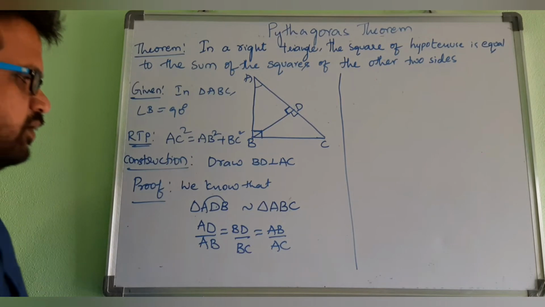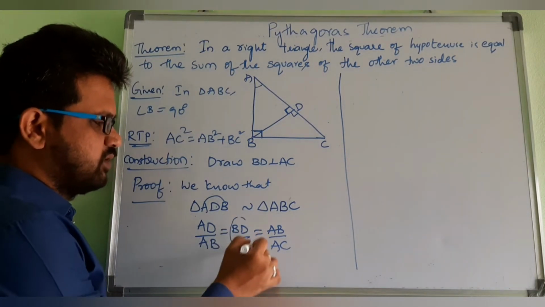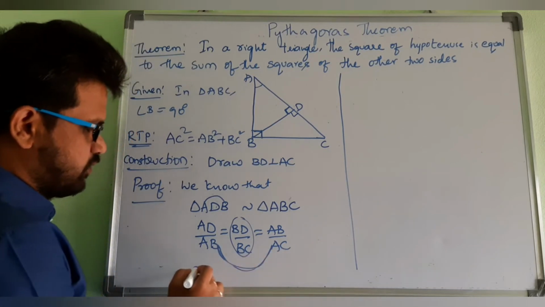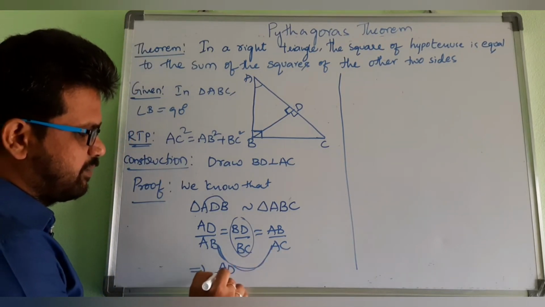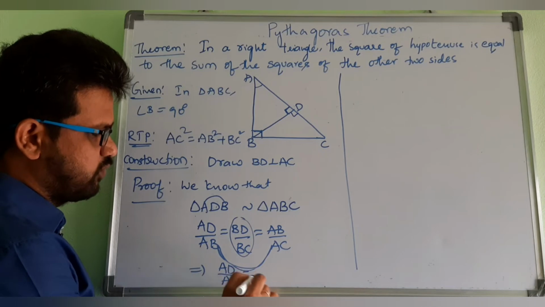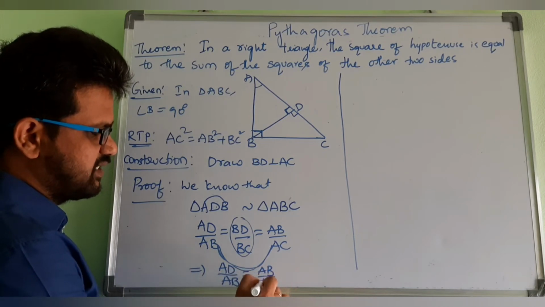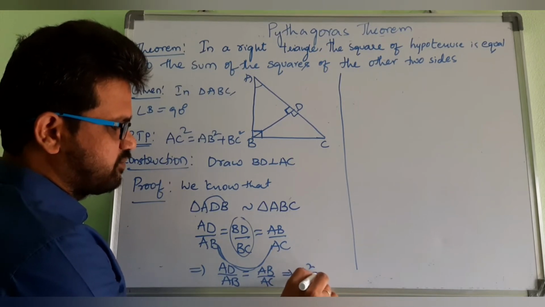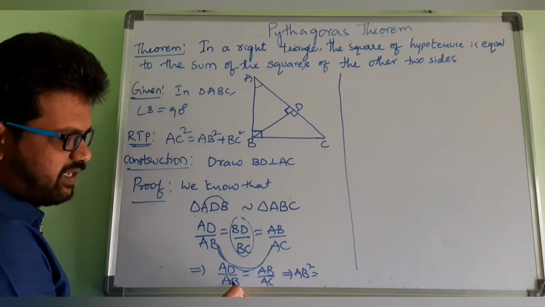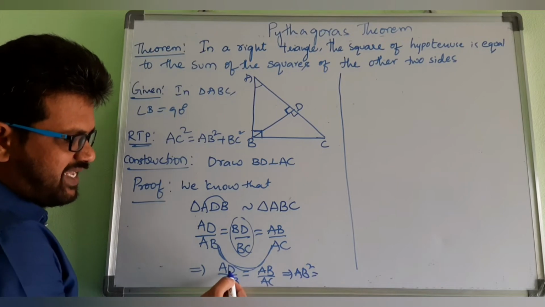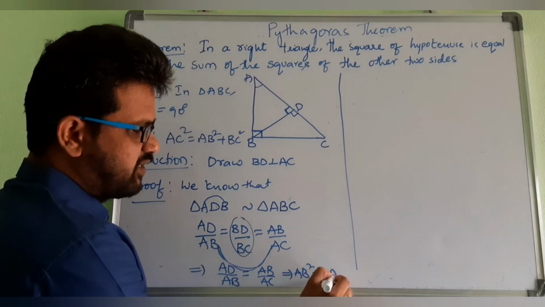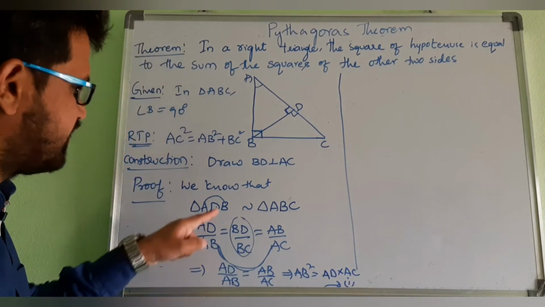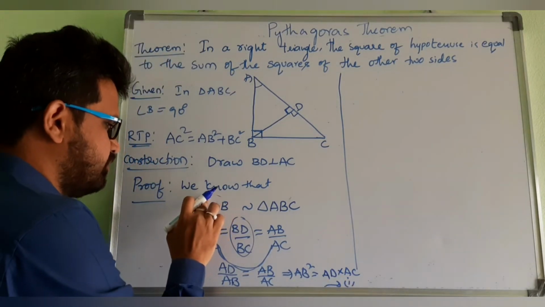Here BD by BC is of no use, we need AB only. So in these we have AD. We can take AD by AB is equal to AB by AC. And that we can write, cross multiply: AB into AB is AB square, equal to AD into AC. This is 1. Keep in mind, don't forget, write carefully.